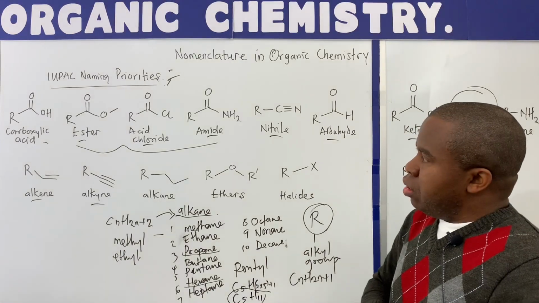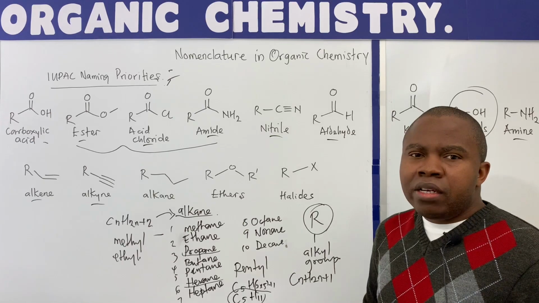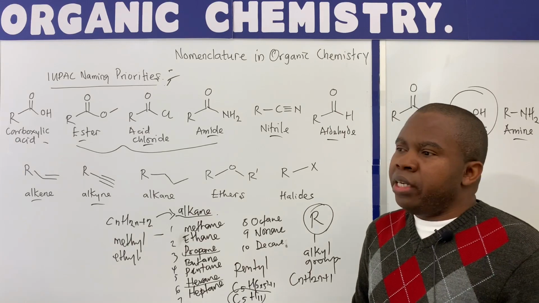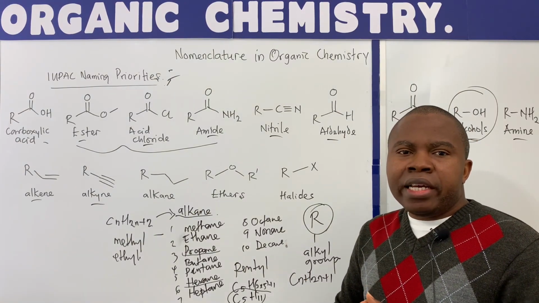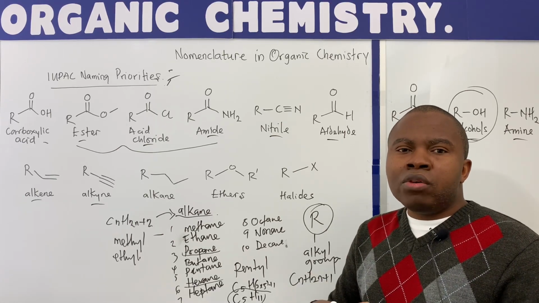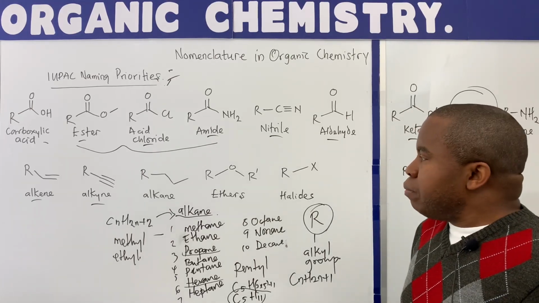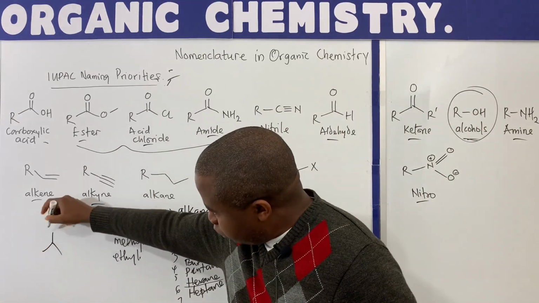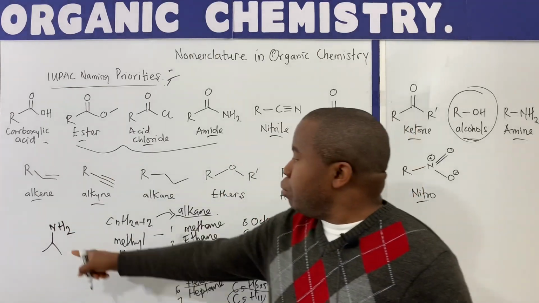So one thing that we often do in naming organic compounds is that, sometimes when we have identified a functional group, then we identify the alkyl group that is present in the molecule, and then we merge both the alkyl group and the functional group together to have the entire name of that compound. So a good example would be something like this.